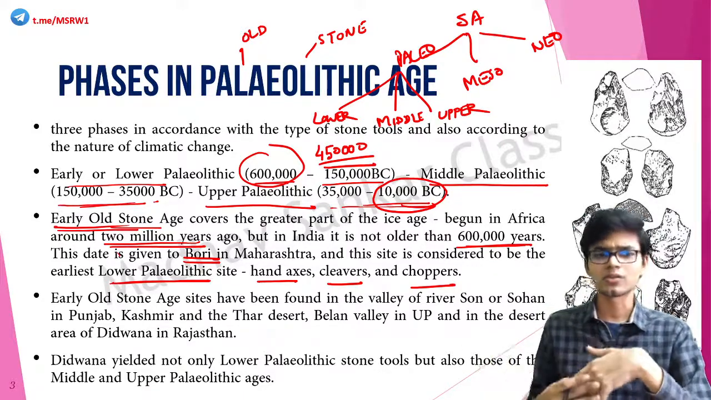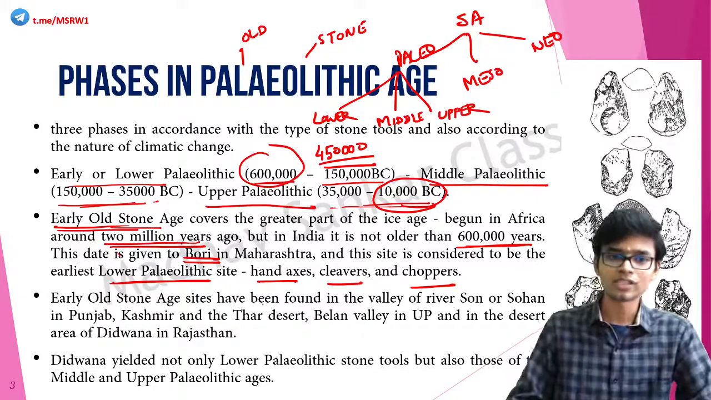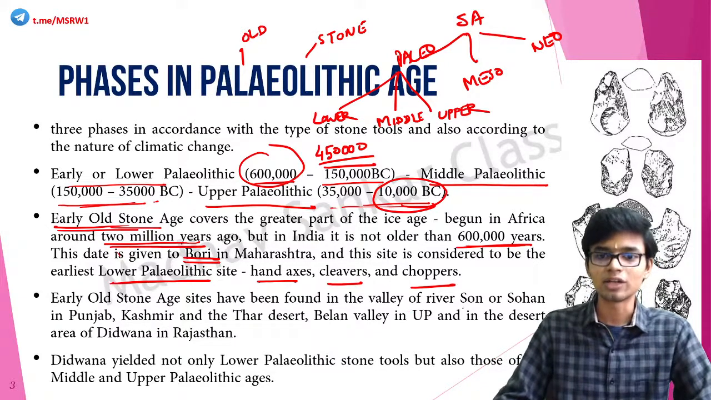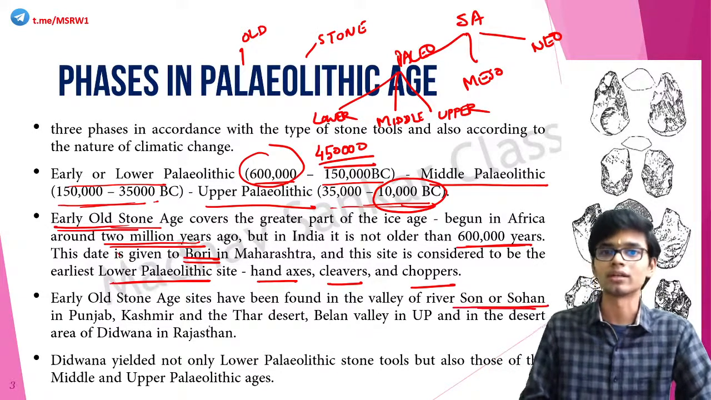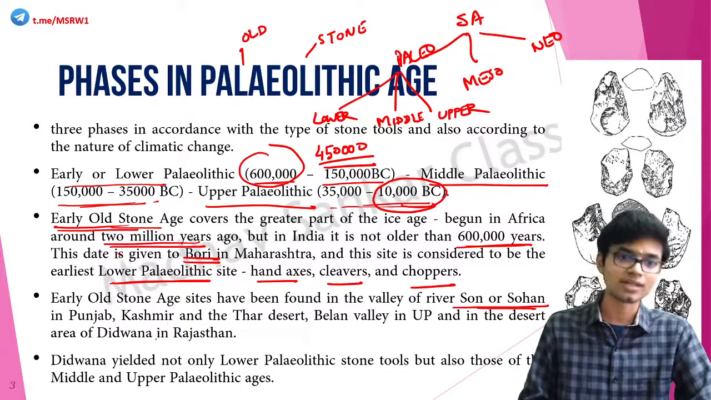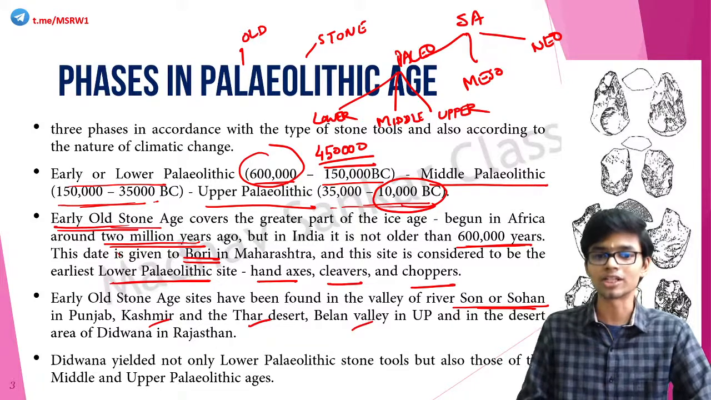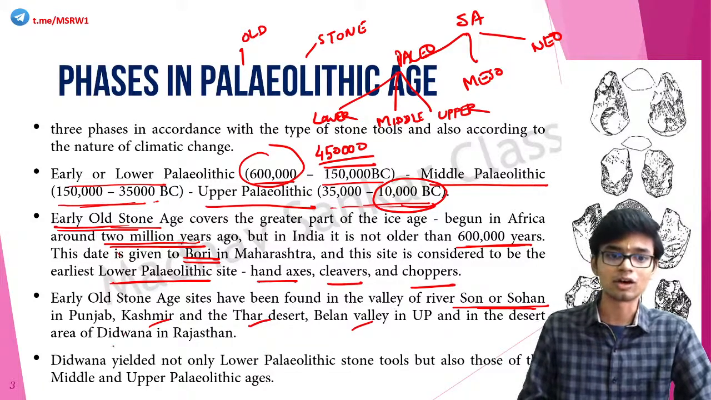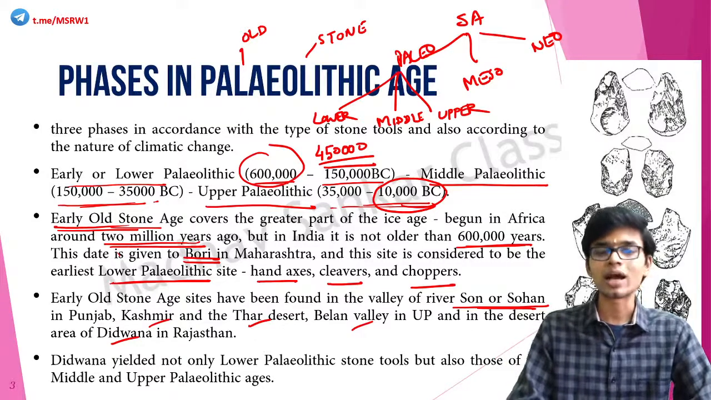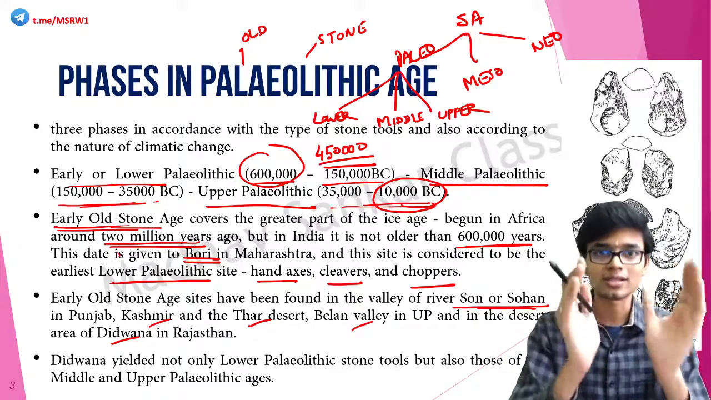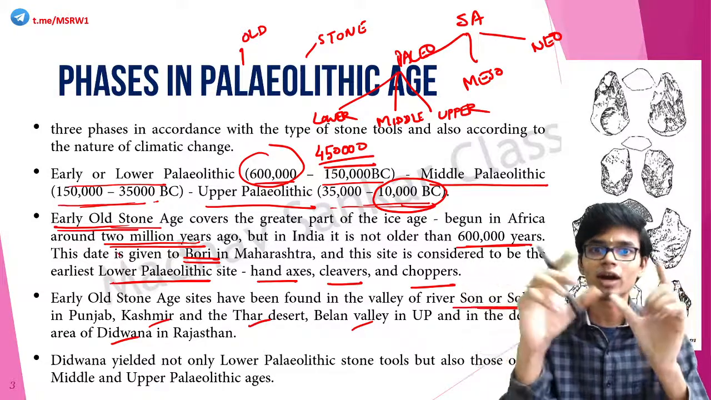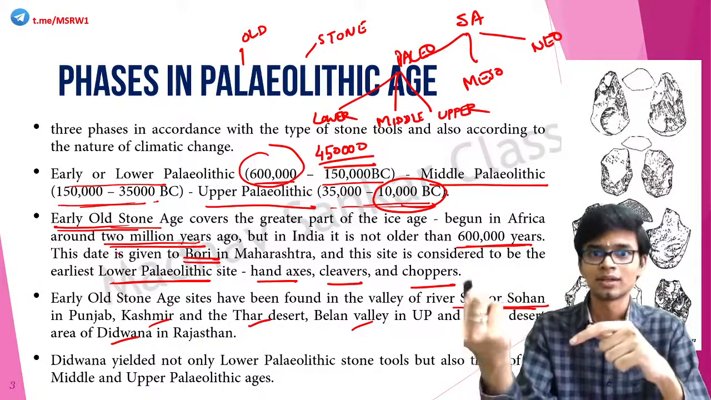Okay, there are other sites also. For example, early Stone Age has been found in, say, the Valley of River Son or the Sohan in Punjab. Then we have evidences of that in Kashmir, Thar Desert, Belan Valley in Uttar Pradesh, then in the desert area of Didwana, etc. There are plenty of sites. So as a UPSC candidate, you should be able to identify a particular site and match it with what kind of site it is. Clear?